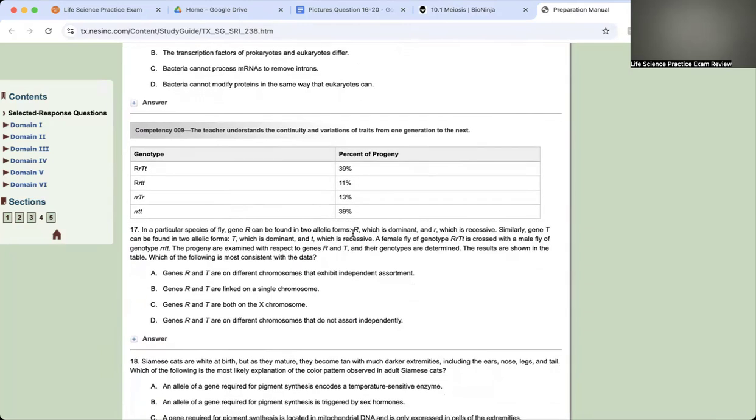So right off the bat, based on talking about that law of independent assortment that we just went through, we can eliminate answer choice D. Answer choice D says genes R and T are on different chromosomes that do not assort independently. That will never happen. If they're on different chromosomes, they're always going to assort independently.